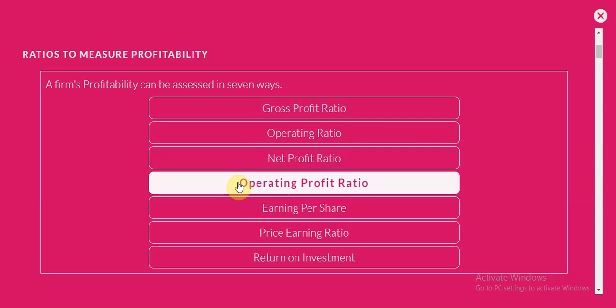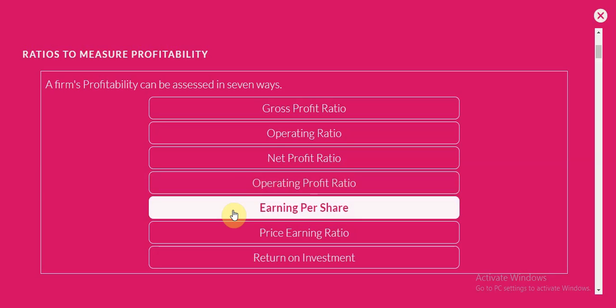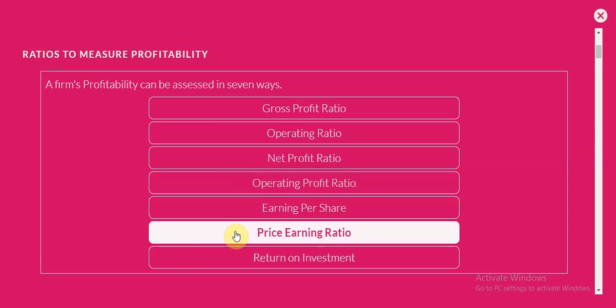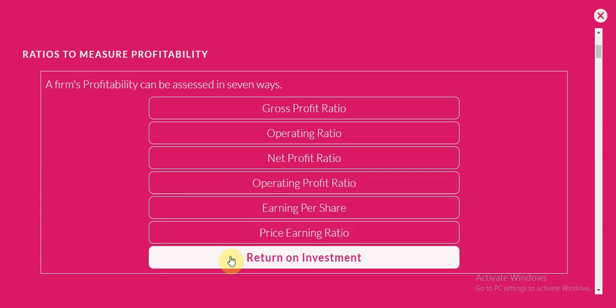Operating profit ratio: you might not have heard about operating profit, but in this we will learn about what operating profits are. Earnings per share is the profitability ratio that measures from the owner's point of view. And price earning ratio, again, measures profitability from the perspective of owners. Return on investment is a profitability ratio that measures profitability from the perspective of an investor.